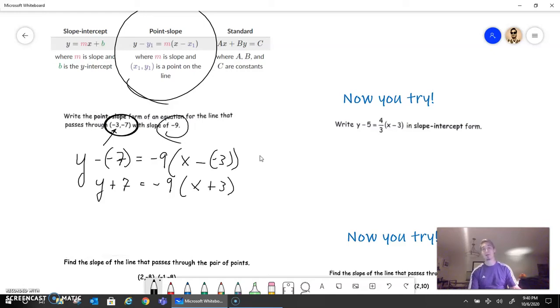I'm sorry for my handwriting, but at that point you have officially given the equation of that line that goes through that point with that particular slope in point-slope form. Point-slope form is kind of the easiest one to do.